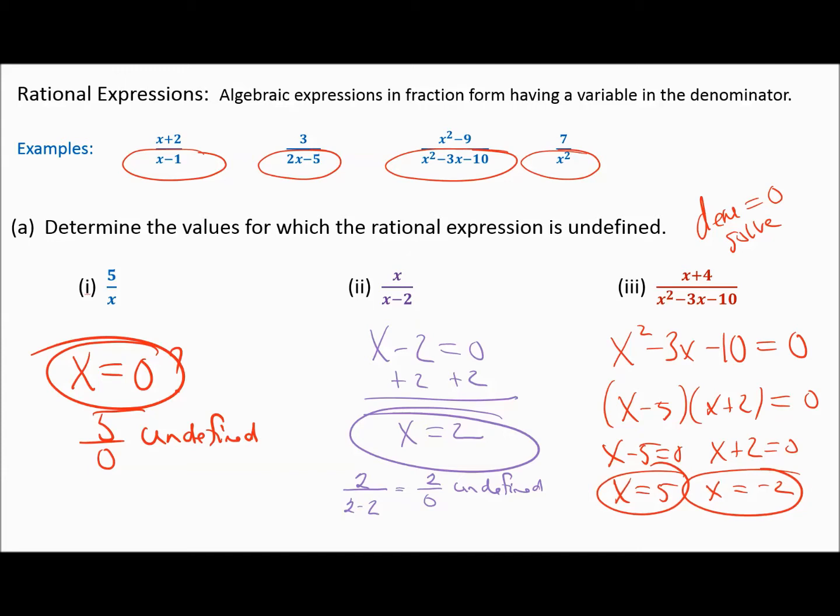So most people forget how to do these problems. So remember, when you read determine the values for which the rational expression is undefined, you set the denominator equal to 0 and solve for x. Sometimes solving the equation is real simple. You just move a number to the other side and then divide. Sometimes you're going to have to factor, which is what you learned in the last chapter.